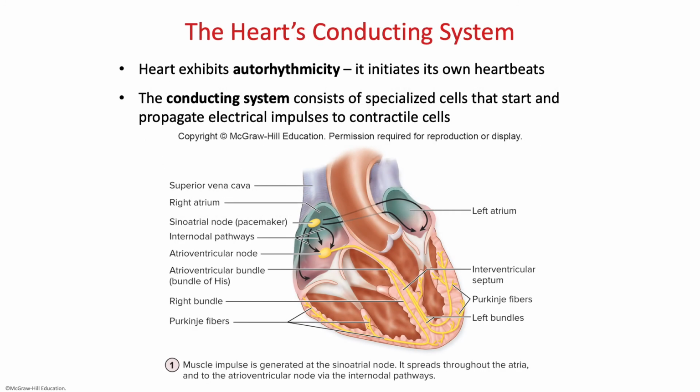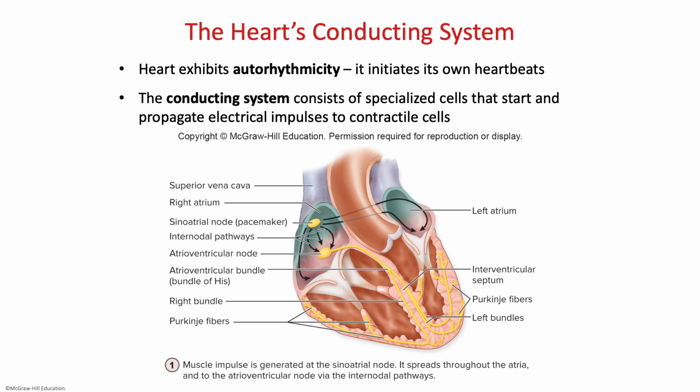And this brings us to the last part of the terms that you need to know. You should know about the heart's conducting system. The heart exhibits autorhythmicity, where it initiates its own heartbeats, and the conducting system consists of specialized cells that start and propagate the electrical impulse to the contractile cells of the heart. It begins with the sinoatrial node, or the heart's pacemaker. The SA node is located here in the superior location of the right atrium.